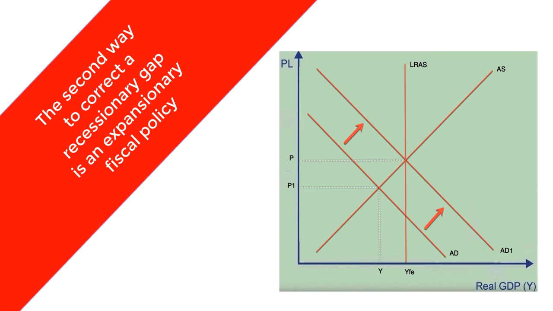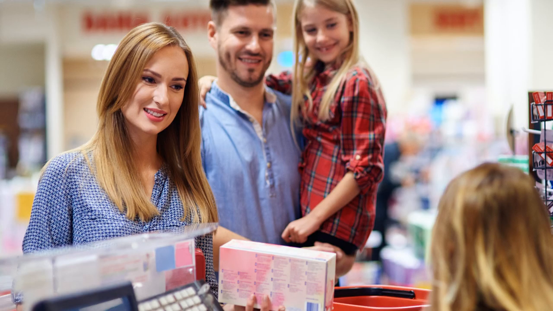The second way to correct a recessionary gap is for the government to implement an expansionary fiscal policy. They could do this by lowering tax or increasing their spending. The advantage of this could be that it is likely to be quicker than waiting for wages and prices to fall, as the first solution suggested.